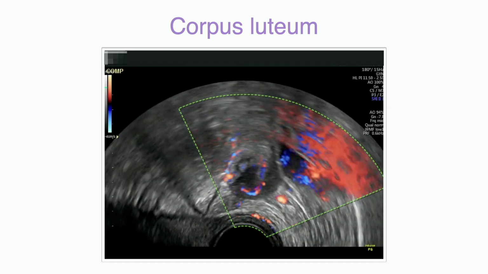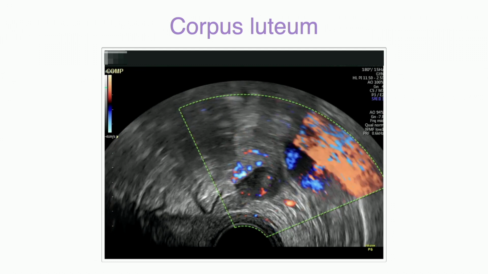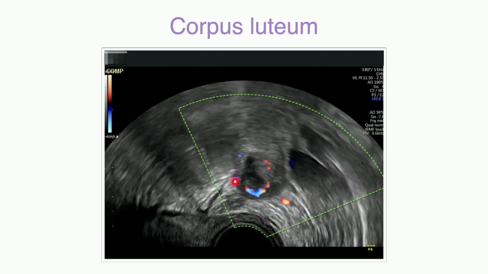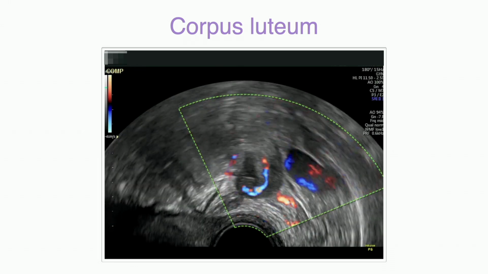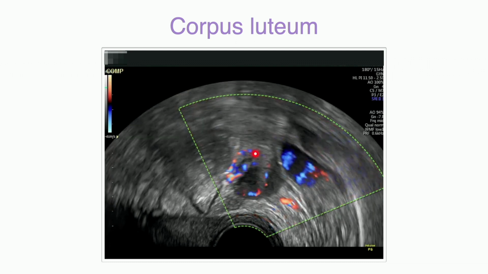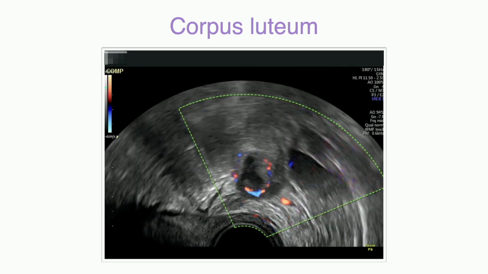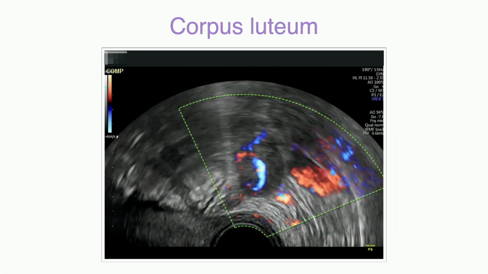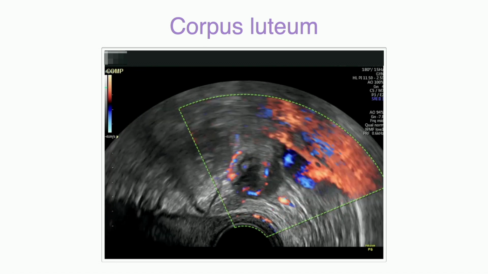Here's a color Doppler image which allows you to display flow. We can see the ovary and the iliac vessels. When you turn on the Doppler, you see a circular vascularization around the corpus luteum, the so-called ring of fire. If implantation does not occur, a few days later, the menstrual cycle starts over again.